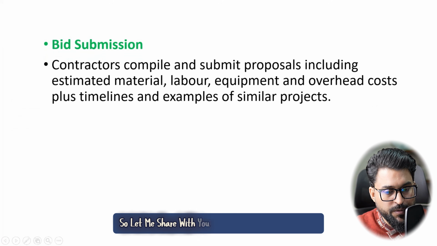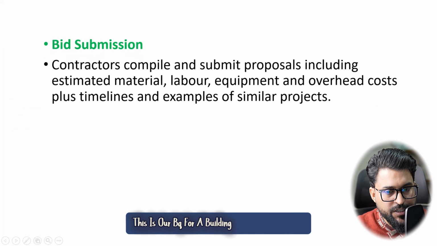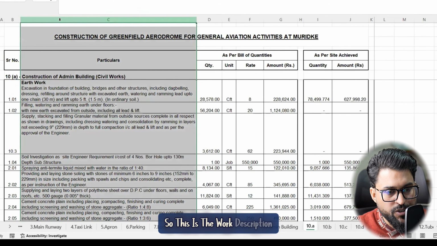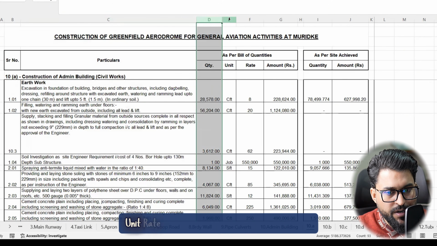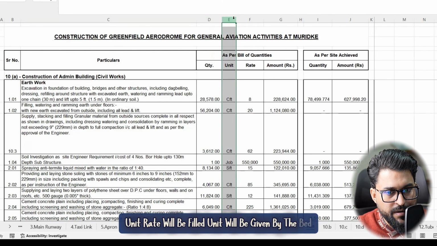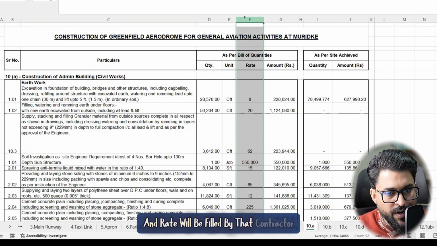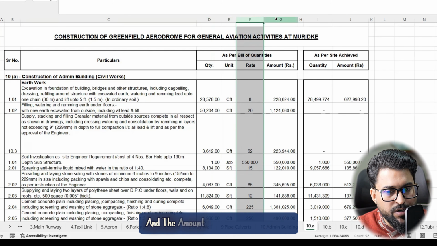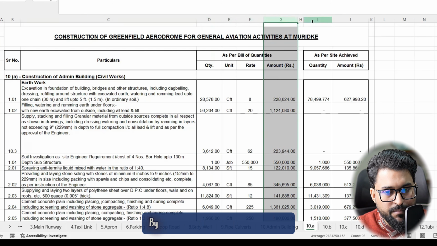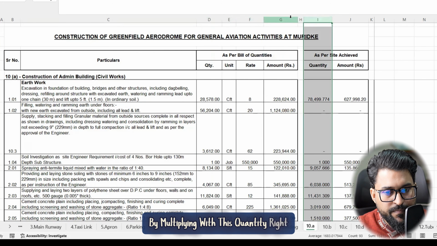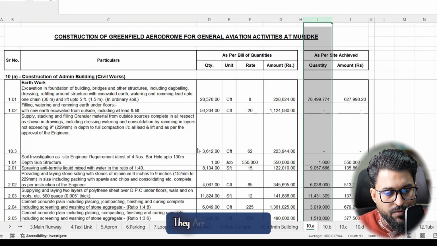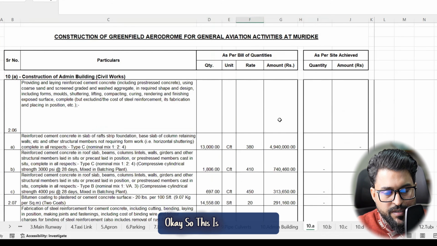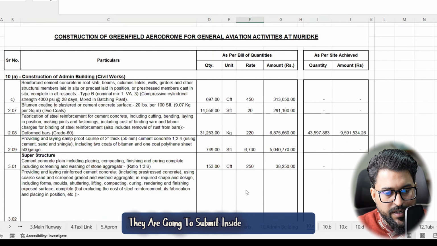So let me share with you people over here. This is our BOQ for a building construction project. This is the work description, and the quantities are given in the bid. The unit is given by the bid, and the rate will be filled in by the contractor who is going to participate, and the amount will be calculated by multiplying with the quantity. And then the total will be there. So you can see this is the sample they are going to submit inside that bidding.